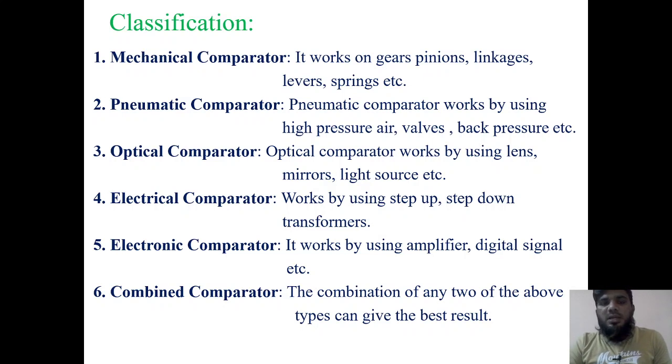Next is optical comparators. In this, mirrors and lights are used. Optical means light. So by the use of light and lenses, we use this comparator. The mechanism is completely based upon this. Next is electrical comparators. In this we generally use electrical things like step up and step down transformers. Whereas in electronic comparators we use amplifiers, digital signals, etc. Combined comparators are nothing but we use any 2 or 3 of these. We generally combine mechanical pneumatic, optical pneumatic, electrical electronics. So combining among the 5 above, that is called combined comparators.